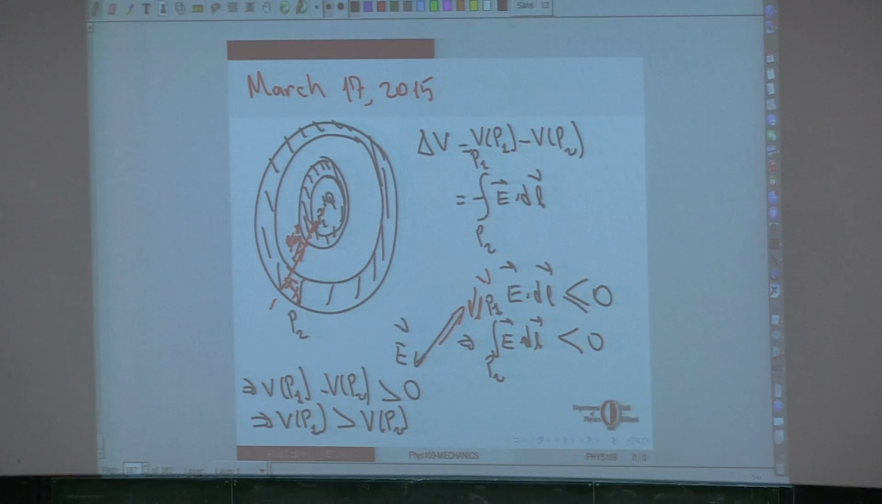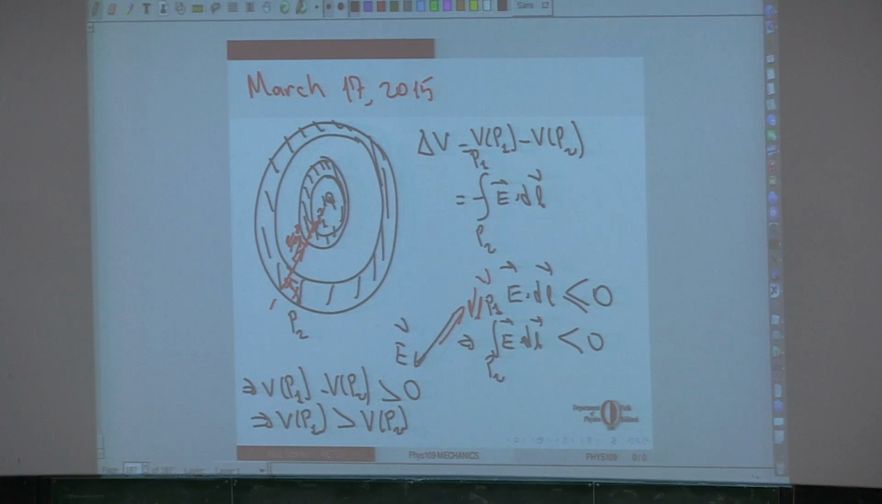What is the direction of the force that you are exerting on this positive charge to move it up to P1? What is the displacement? They are in the same direction, so the work that you are doing is positive. That means you're increasing the potential energy of the system, or this unit positive charge is moving from a lower potential to a higher potential. So the potential of the point P1 is larger than the potential of the point P2.